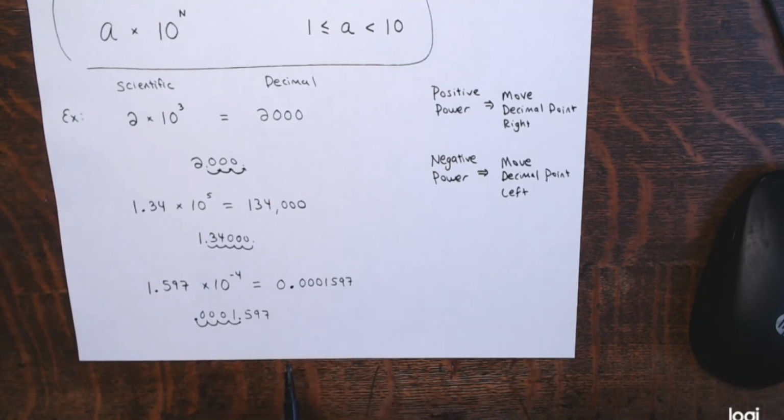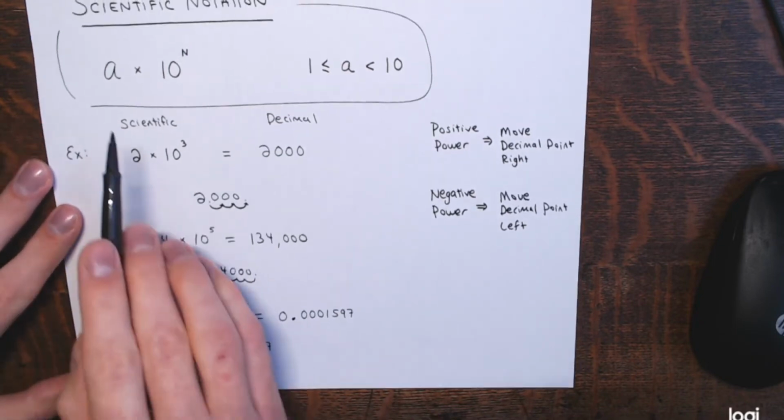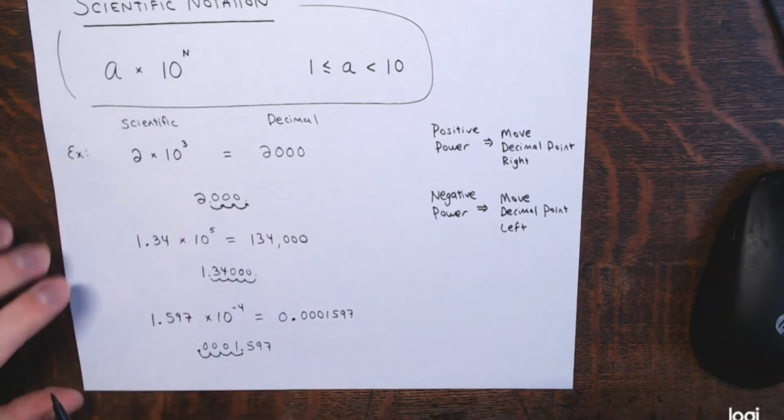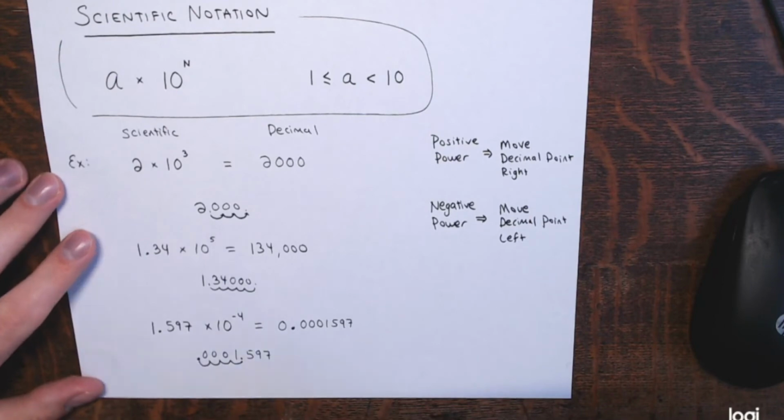Right? And we're going to be going back and forth between these. But it's just a number from 1 to 10, but not including 10, times the power of 10. That's a number written in scientific notation.